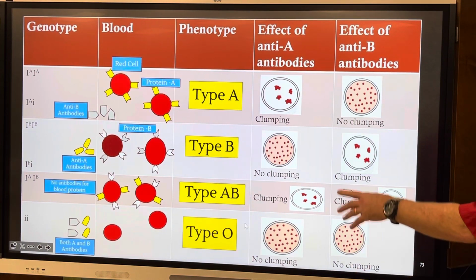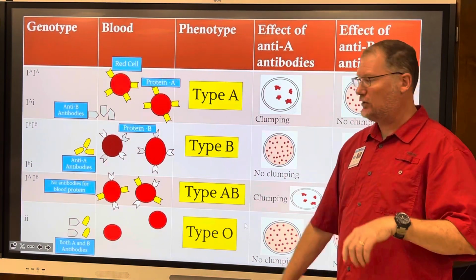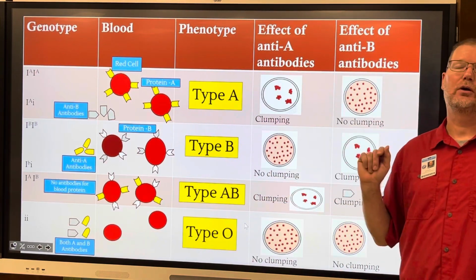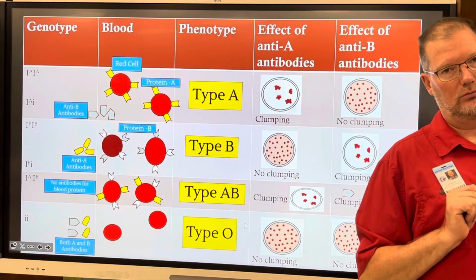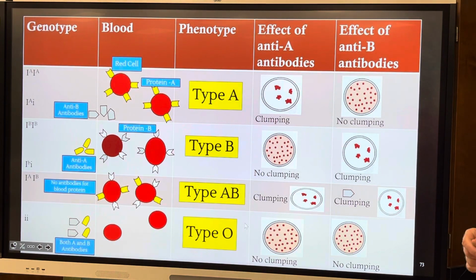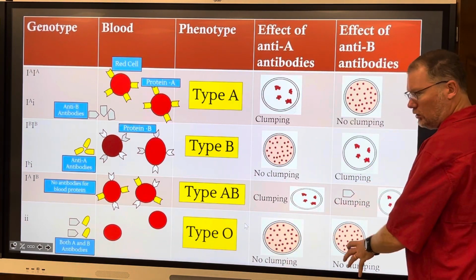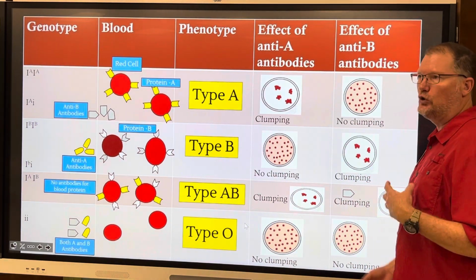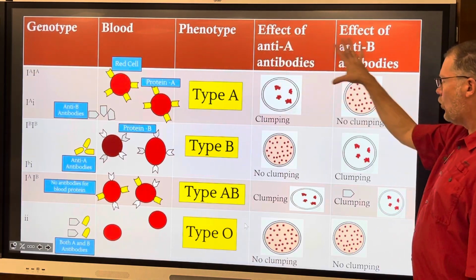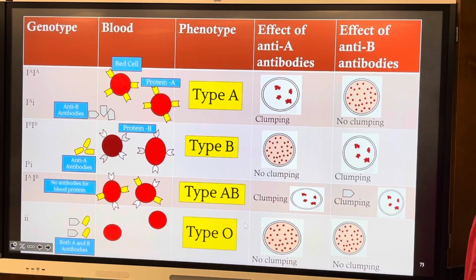And then if you have neither A nor B and just the 2 recessive alleles, you're type O blood. And you can see type O is the universal acceptor. You can get anybody's blood, A or B, and your blood won't clump.